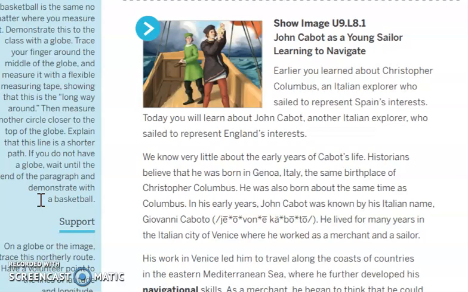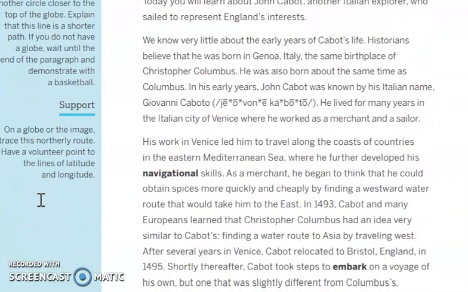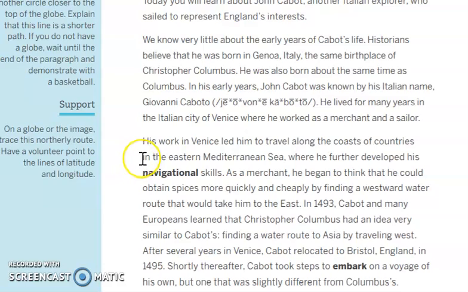In his early years, John Cabot was known by his Italian name, Giovanni Cabot. He lived for many years in the Italian city of Venice, where he worked as a merchant and sailor. His work in Venice led him to travel along the coast of countries in the eastern Mediterranean Sea, where he further developed his navigational skills. As a merchant, he began to think that he could obtain spices more quickly and cheaply by finding a westward water route that would take him to the east.